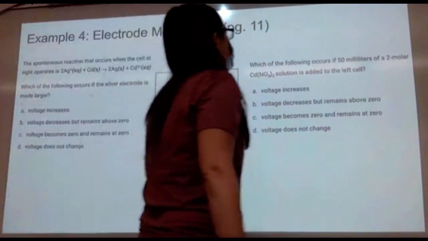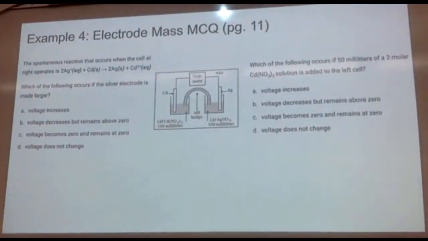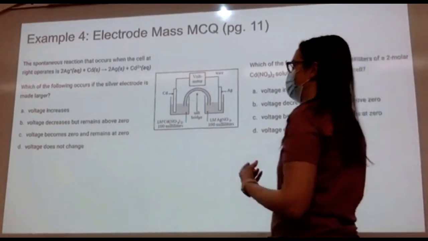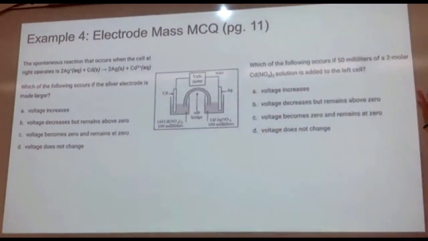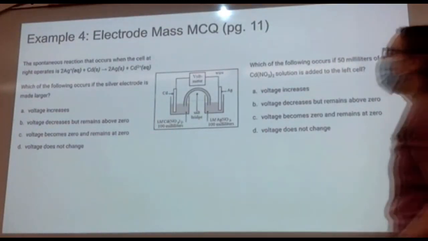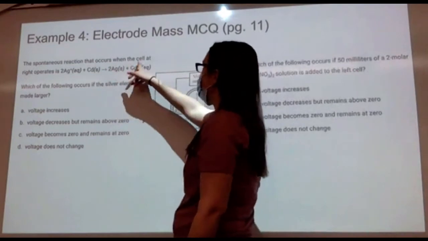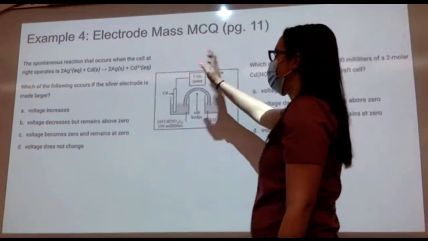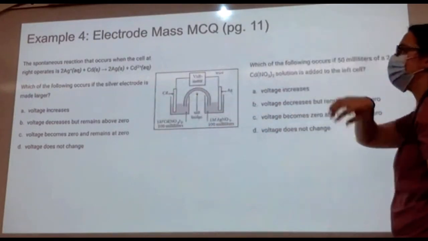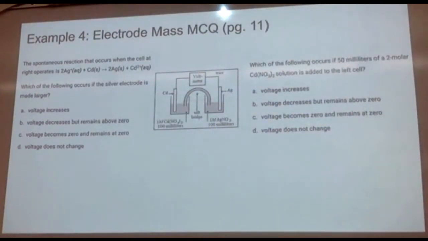All right, so example 4. We have 2 more examples, then you work on mastering. Example 4 is just 2 multiple choice questions. These are 2 questions that went along with the same thing, so I tried to put them on the same slide, as the same example for you. This is the spontaneous reaction that occurs when the cell at the right operates: Ag+ + Cd(s) yields Ag(s) + Cd2+.